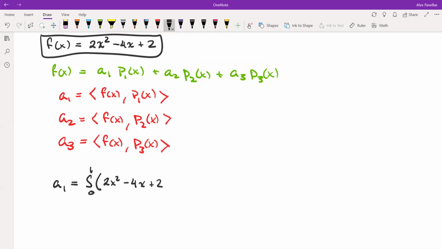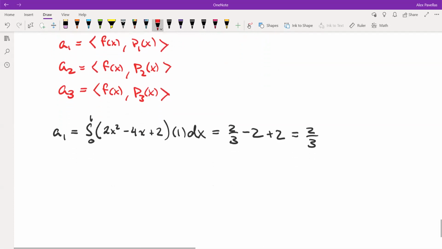And then times p1, which was just 1 dx. All right, now polynomials from 0 to 1 are pretty great, because like 2 times 1 cubed over 3, so 2/3. Minus 4 times 1 squared over 2, so minus 2. And then plus 2 times 1, so that's plus 2. All right, and so we get A1 is 2/3. Oh, okay, that one's not too bad. For the others, we're going to have to spend some time multiplying stuff out.